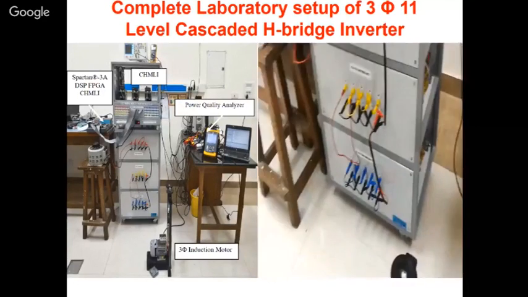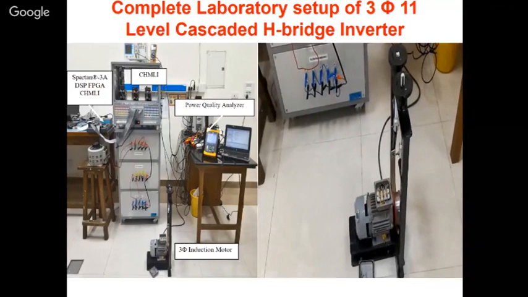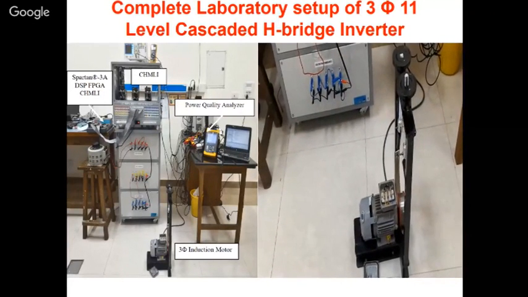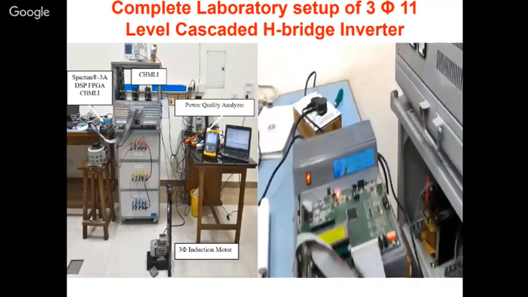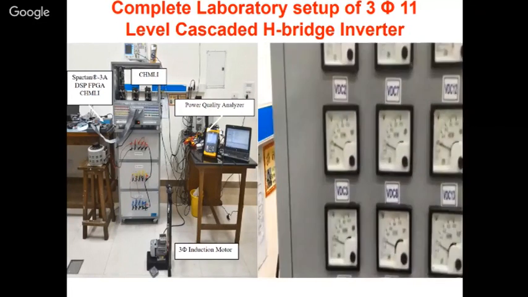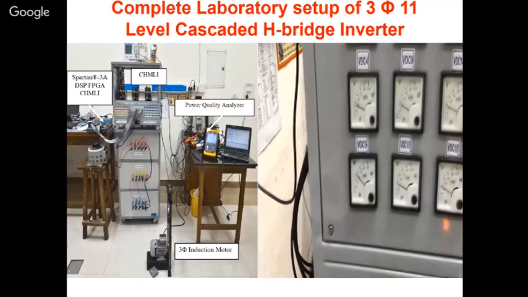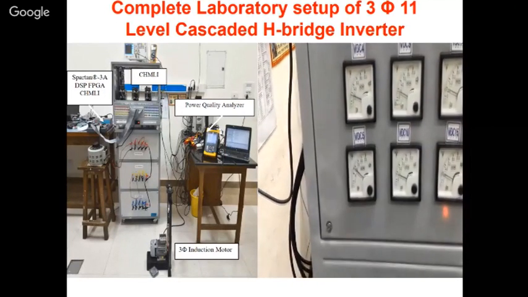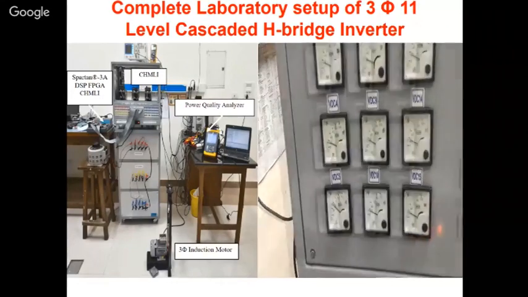An induction motor was used here. We did the experimentation with both star connection and delta connection, and we saw all the results. Here the DC was the input, so you can see the DC voltages here, around 15 volts DC. The induction motor was used as a load. You can even connect it to the grid or anything.